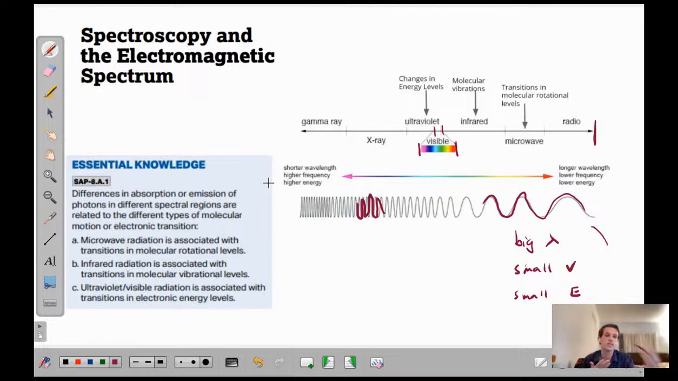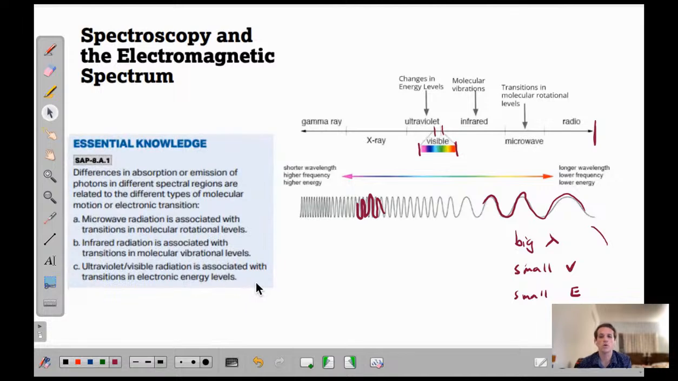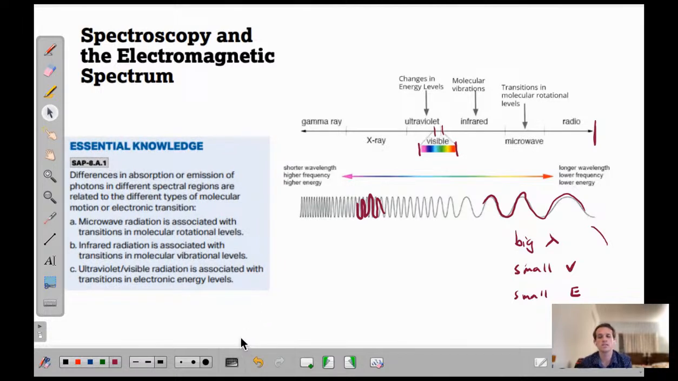Now, there's all kinds of other things you can talk about here, like particle-wave duality and all these cool quantum concepts, but they're not on the AP exam. So if that stuff interests you, go ahead, check it out. It's probably in your textbook. It's definitely worth learning about. It's very fascinating, but it's not on this test.